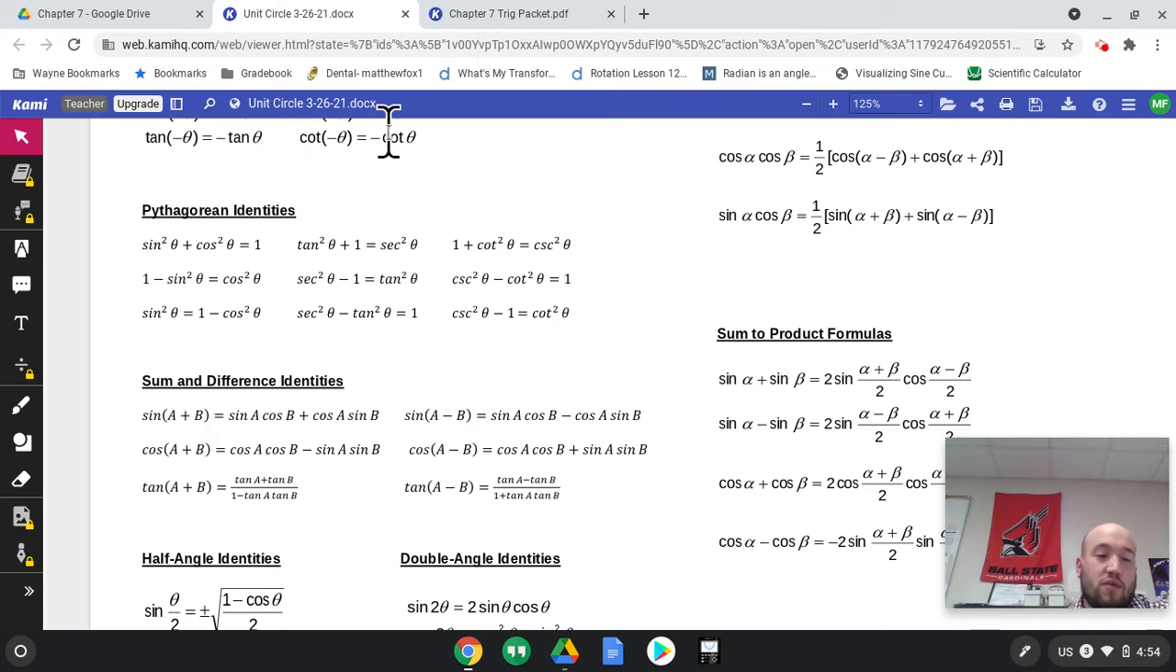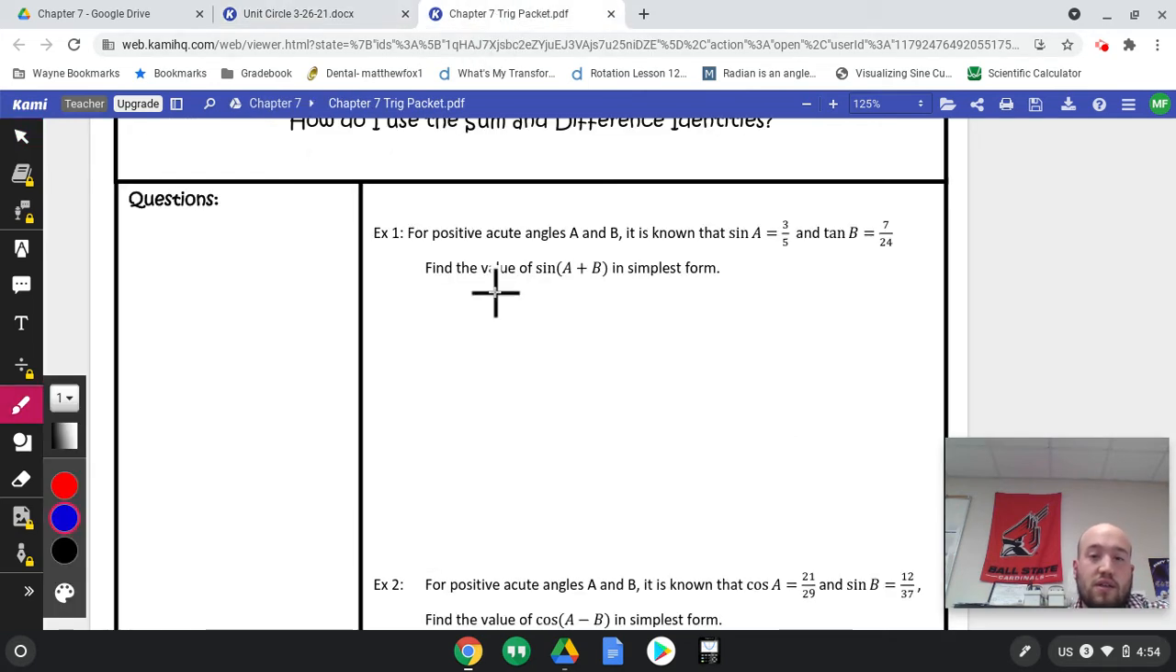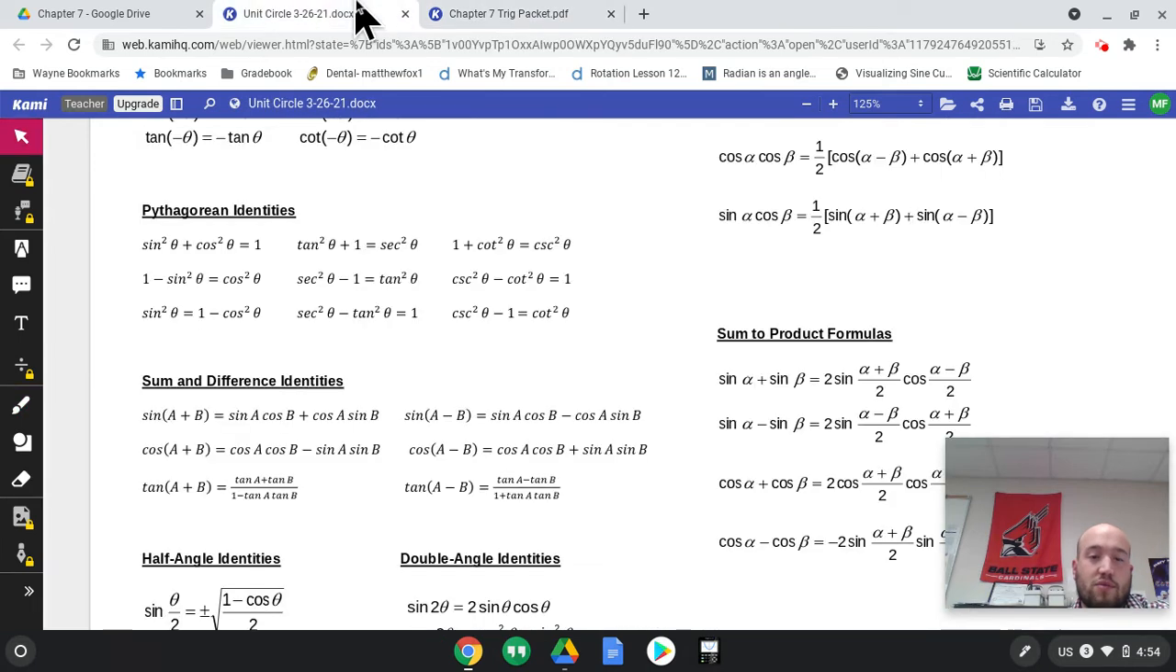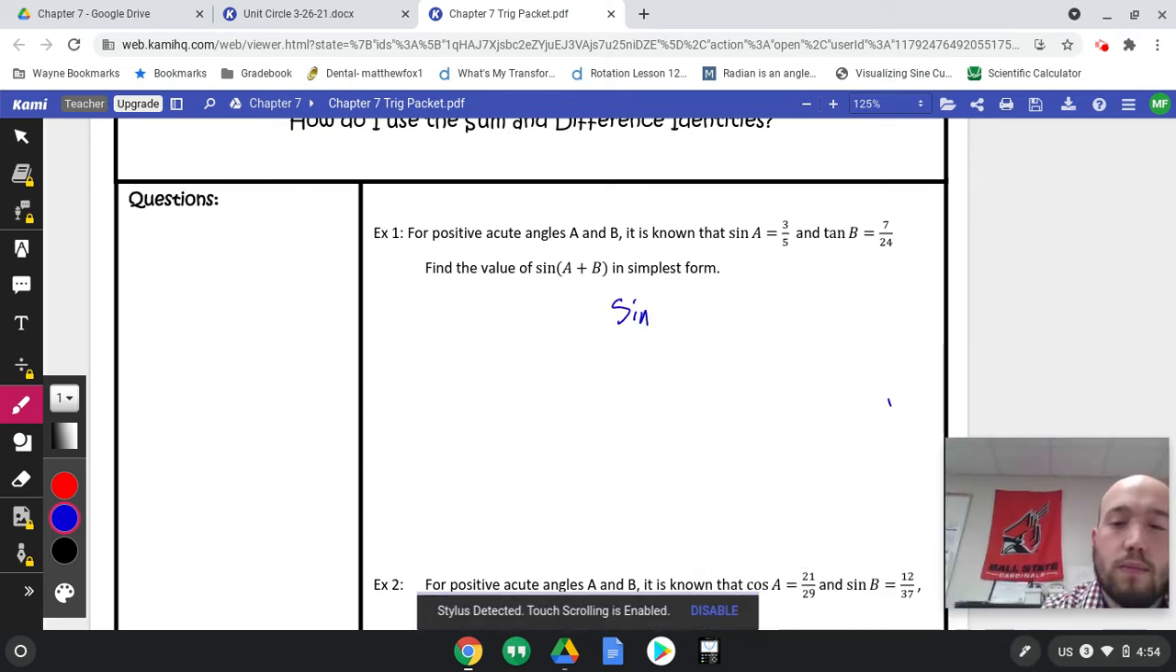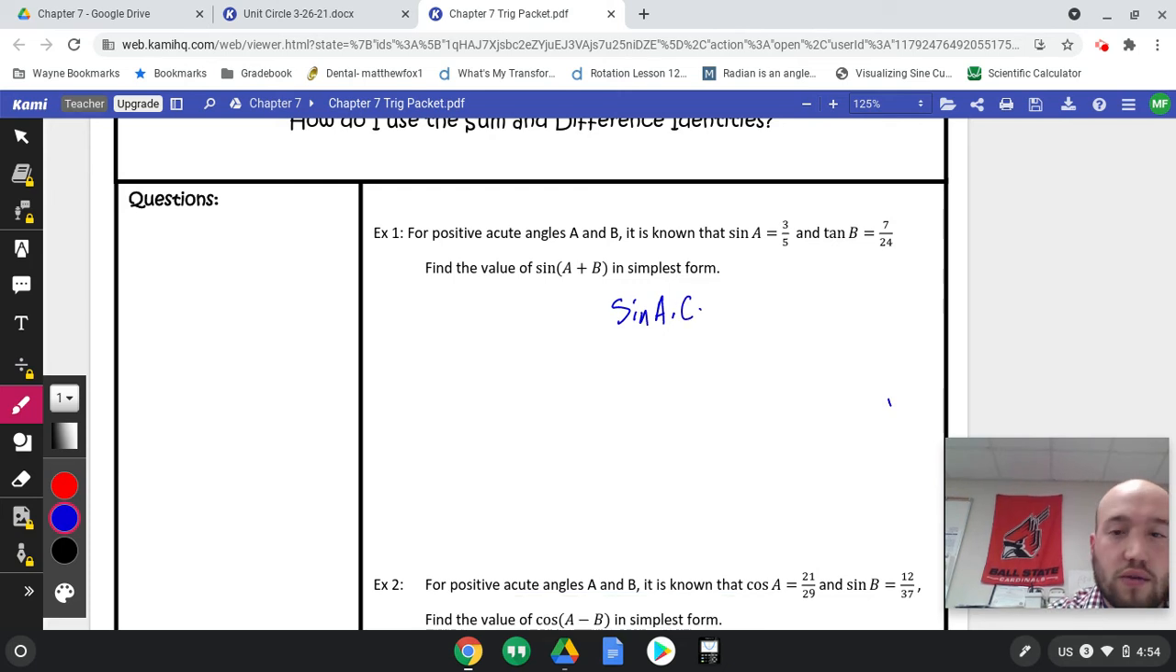So we are doing the sine of A plus B on this first problem. Right here, we're just going to copy what we have. We need to find the sine of A times the cosine of B. Then we're going to take that plus the cosine of A times the sine of B.